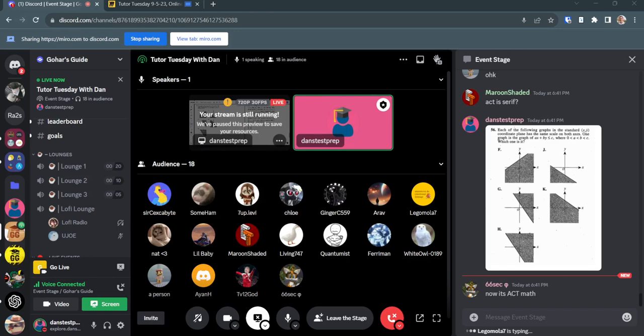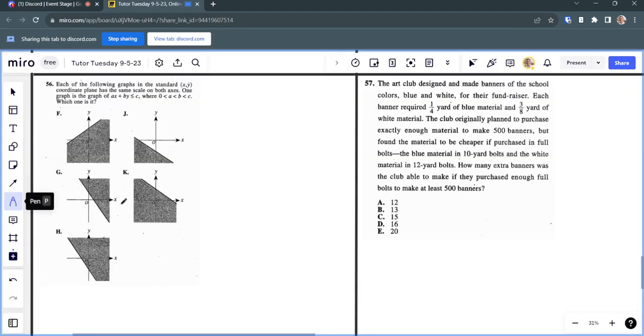So we've got: each of the following graphs in the standard xy coordinate plane has the same scale on both axes. One graph is the graph of ax plus by is less than or equal to c, where 0 is less than a, is less than b, is less than c. Which one is it? Okay, take a look at those graphs. See if you guys have any intuition on this.